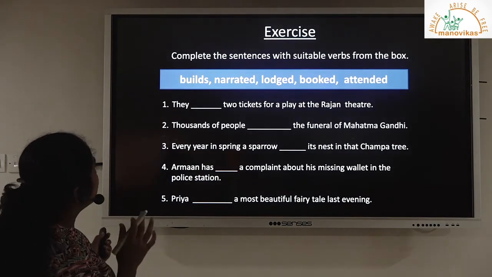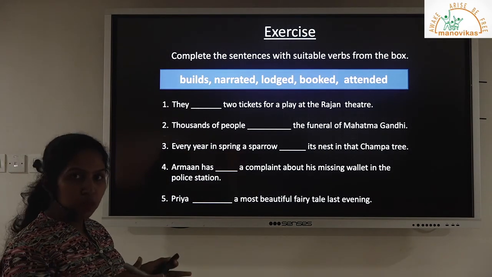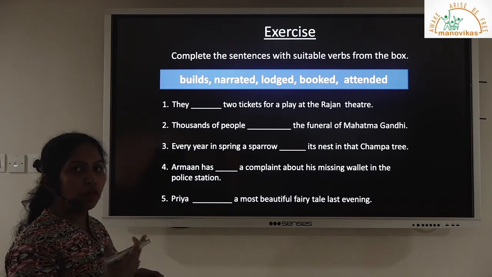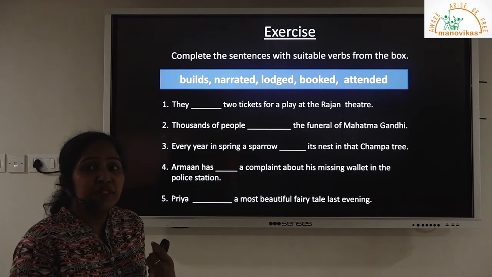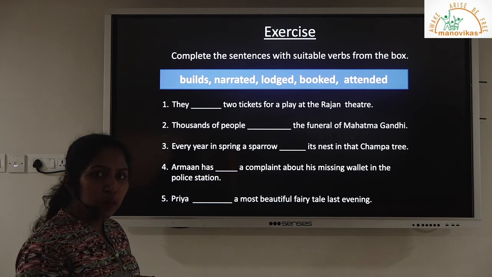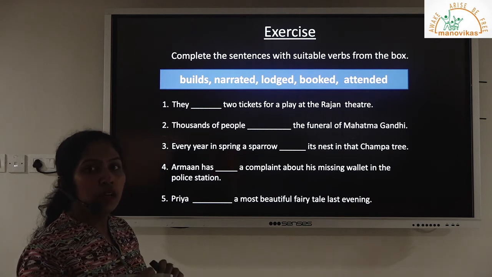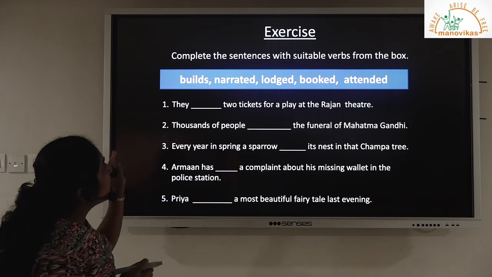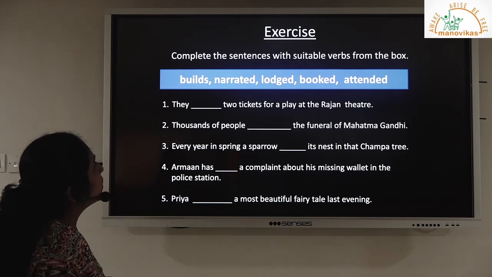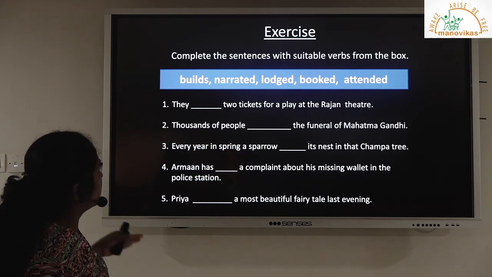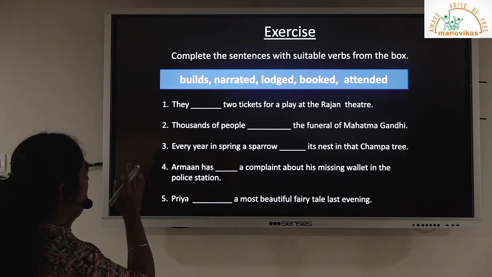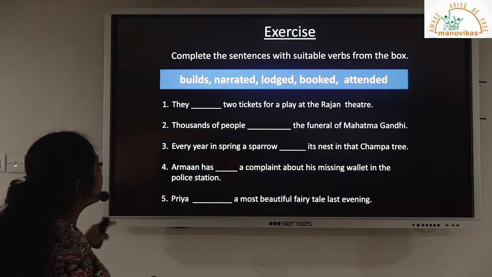So, coming to the exercise. Here's your homework. Try to understand what finite verb and non-finite verb is, and how to identify the subject, the object, the helping verb, the main verb and the non-finite verb. Try to do this exercise. Complete the sentence with suitable verbs from the box. I've given you 5 verbs which you need to pick and fit into the right sentence. I've given you 5 sentences.